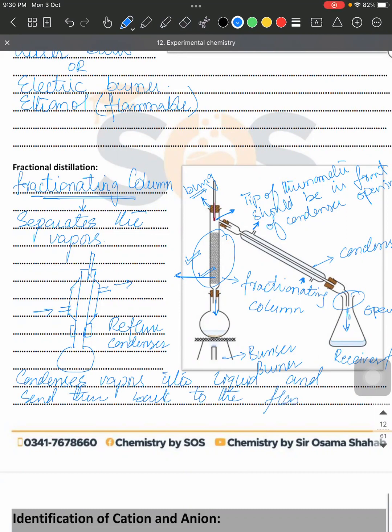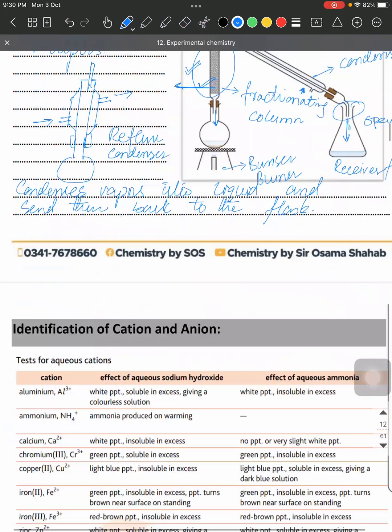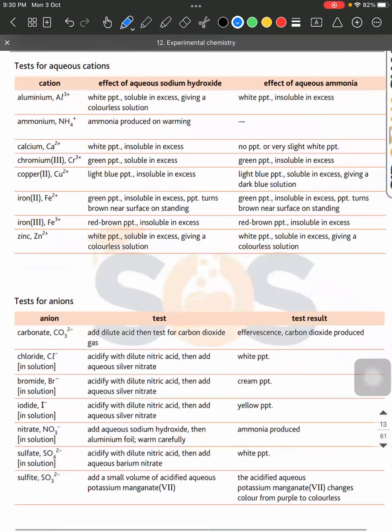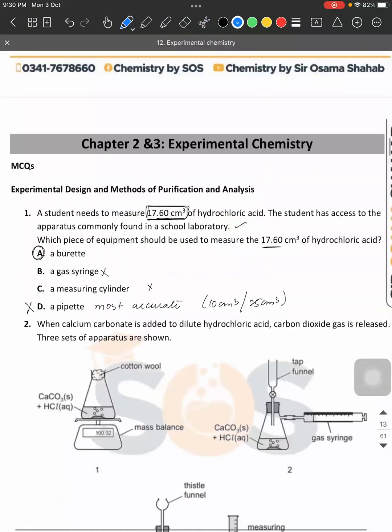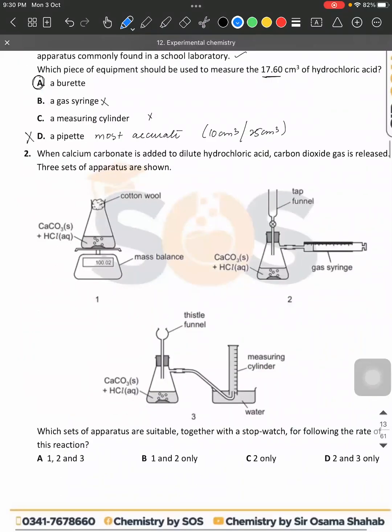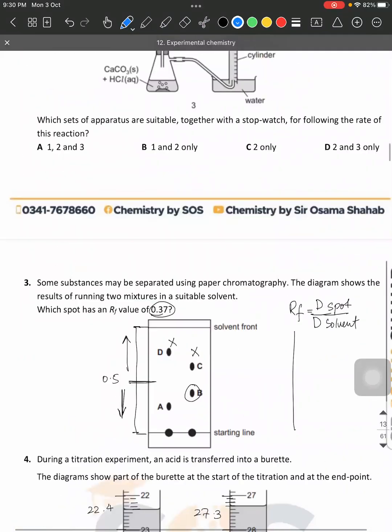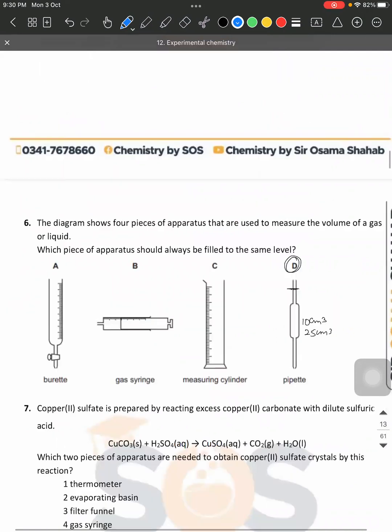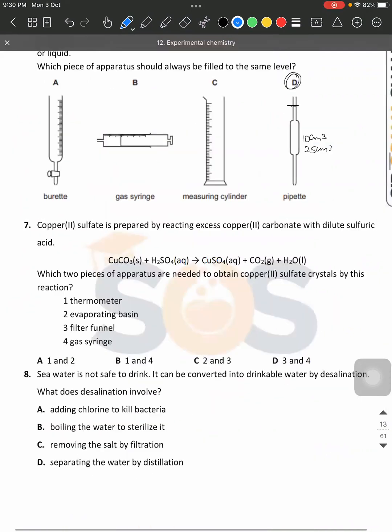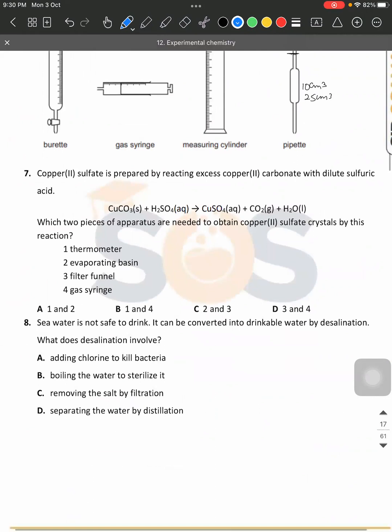Is that right, children? Any problem, any question that you want to ask? No, sir. Okay, so we can move down, right? This is actually identification of cations and anions. We need to do this in the next class, inshallah. But right now we are talking about some past paper questions, right? So let's see, are you able to solve past paper questions or not? We already did some past paper questions in the previous topics as well.